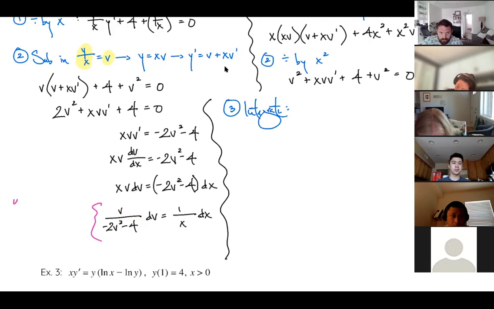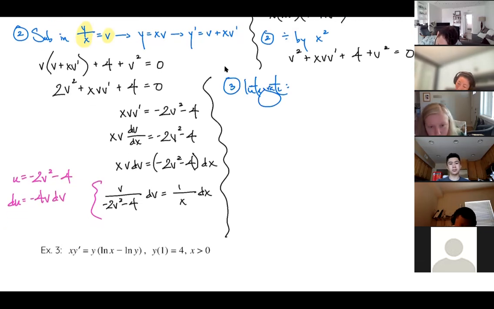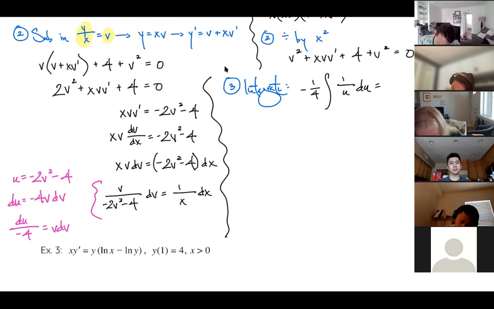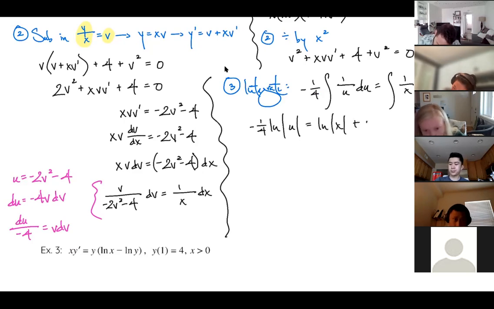Let's set up our u to equal negative 2v squared minus 4. Du would equal negative 4v dv. And so in order to match the v dv that's there, I need to divide away that negative 4. Let's make that substitution on the other side, and we will end up with negative 1/4 the integral of 1 over u du, which is going to equal the integral of 1 over x dx. When we take our integral of both sides, we'll end up with negative 1/4 natural log of u equals natural log of x plus c.